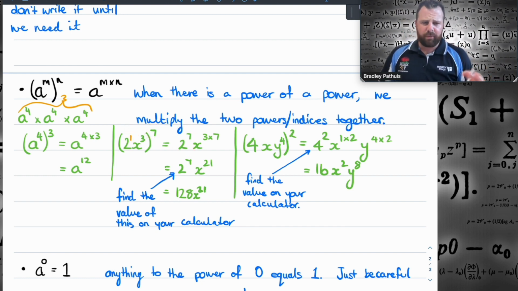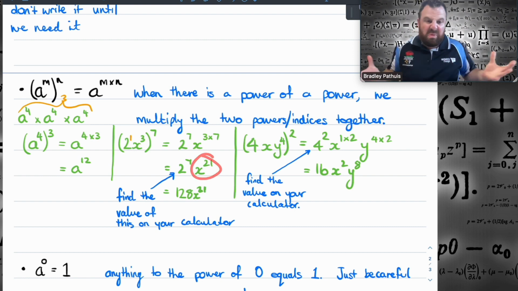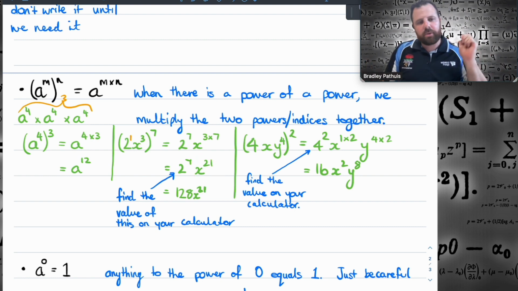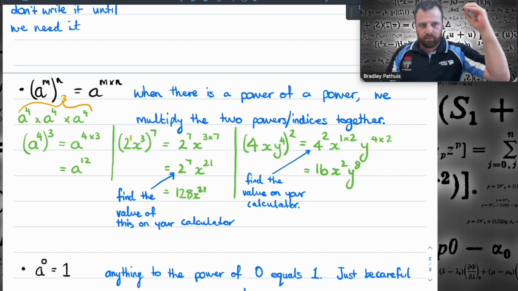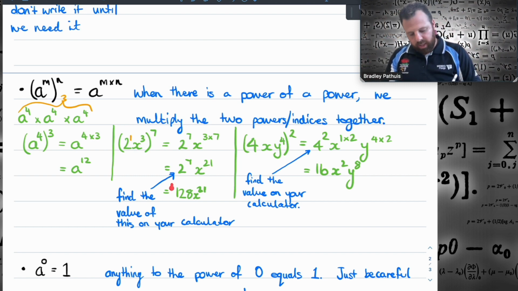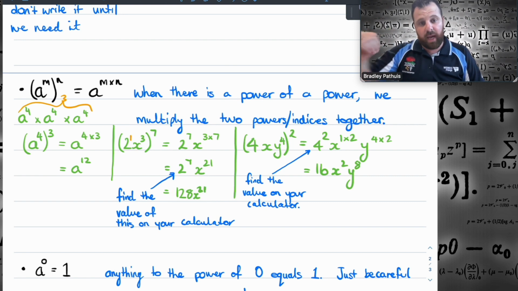Now, x to the power of 21, I don't know what that is, but 2 to the power of 7, I know what that value is. I can express that on my calculator. So now we get our calculators out and type 2 to the power of 7 equals, and it's 128. So 2x cubed, and get all of that to the power of 7, we end up with 128x to the power of 21.